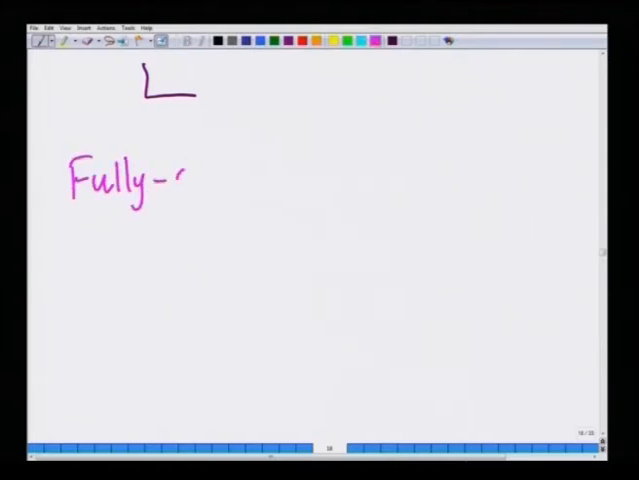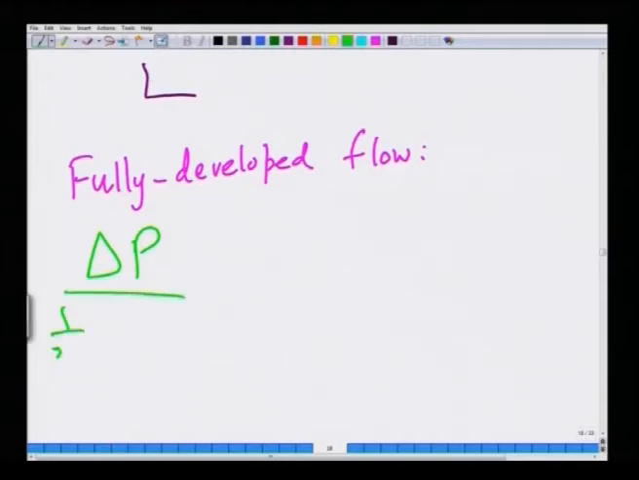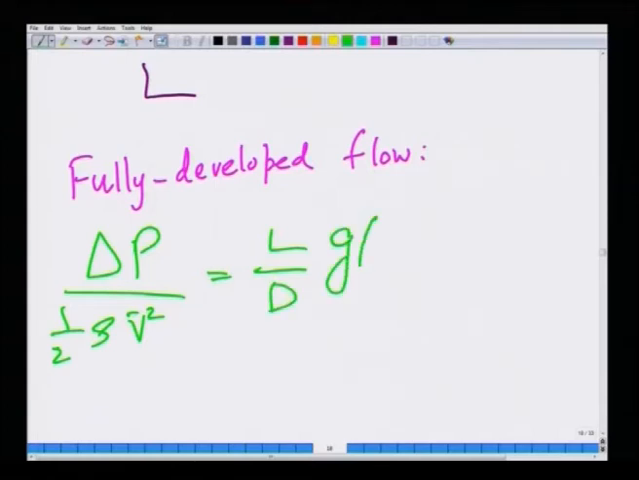So, assume fully developed flow. You will find that delta p by half rho v squared is L by d times some other function of rho v bar d by mu and epsilon by d.